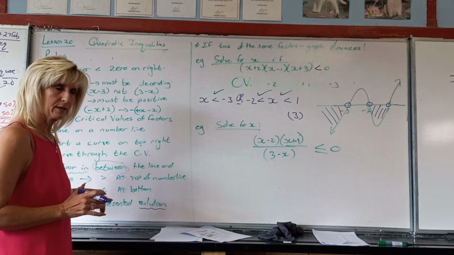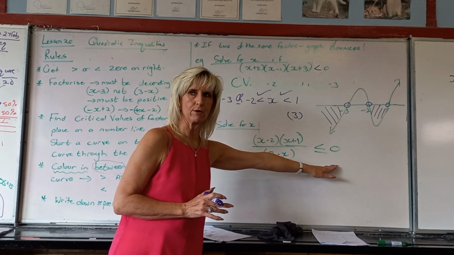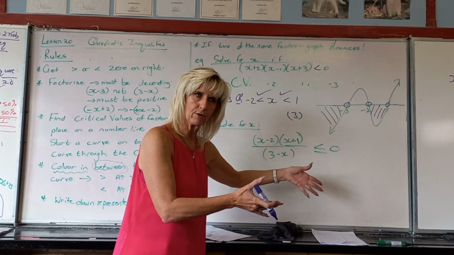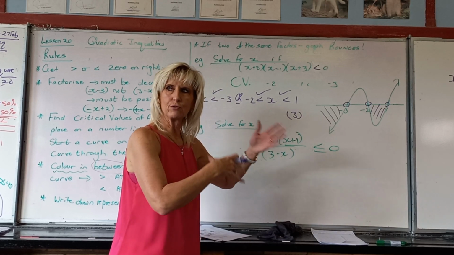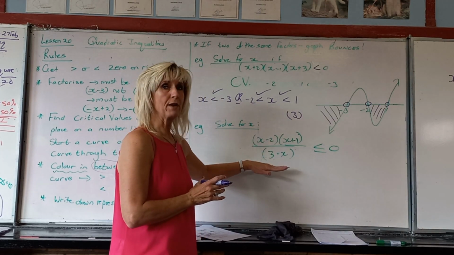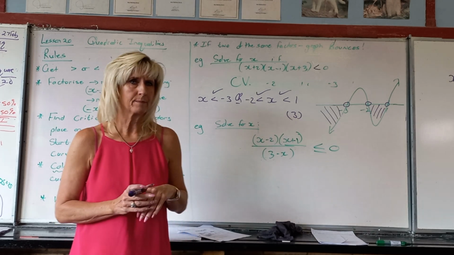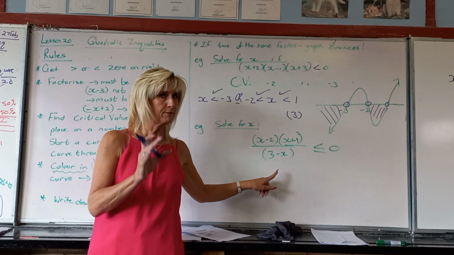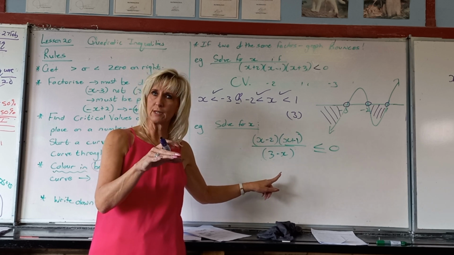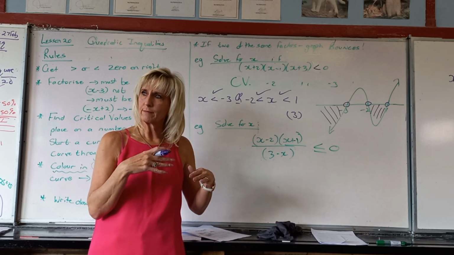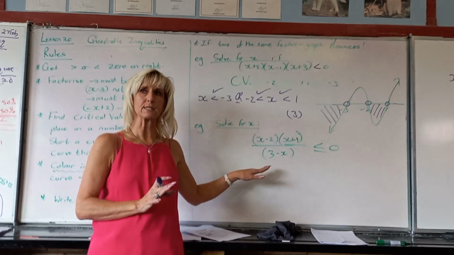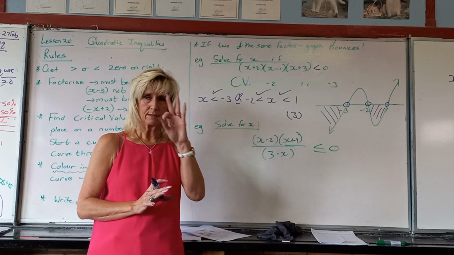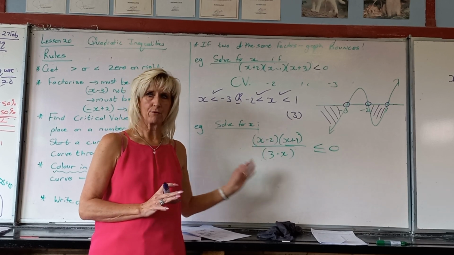Let's go through the method. First of all, we always get it equal to 0. So the first few ones I'm helping you. If it's not 0, you make it 0, like all of our rules for equations. Then we factorize. What does factors mean? They are multiplied with each other. What about division? Division is still a factor because division is the inverse of multiplication. So this is still factors. How many factors? There are 3 factors, multiplied and divided by each other, 3 of them.